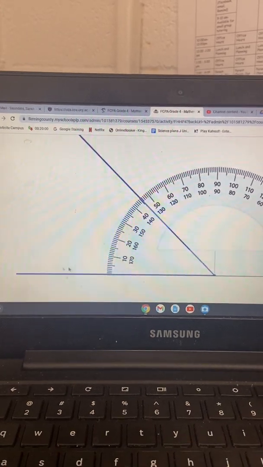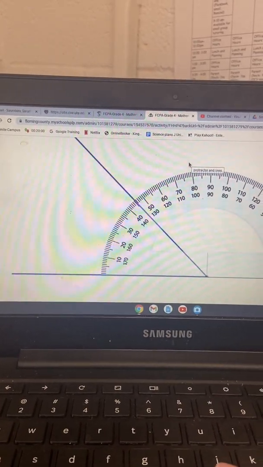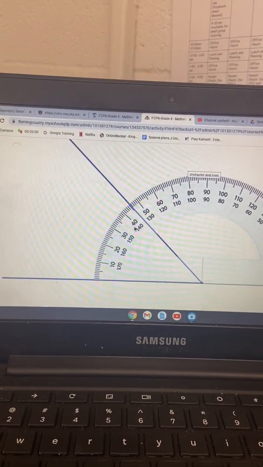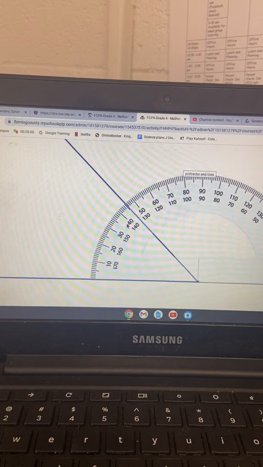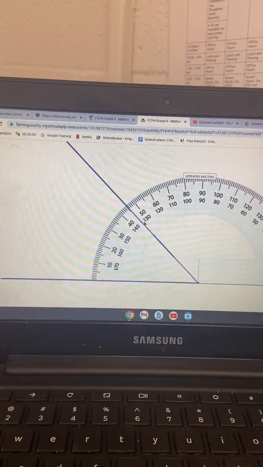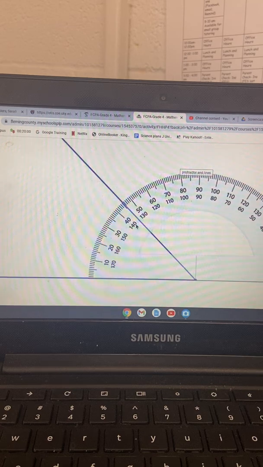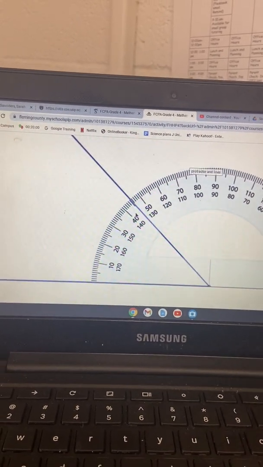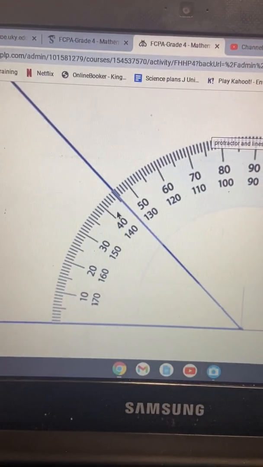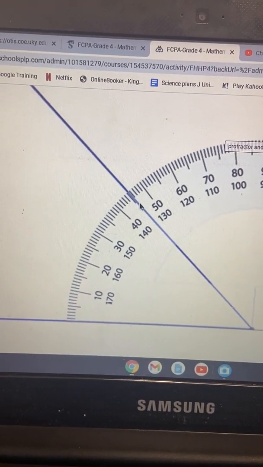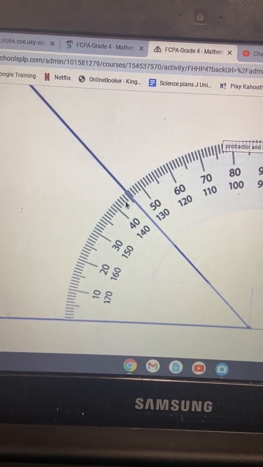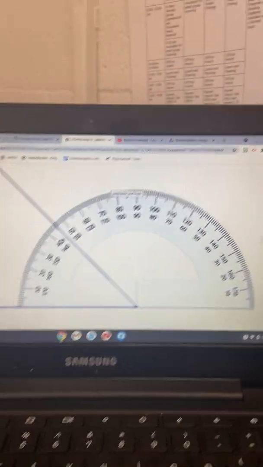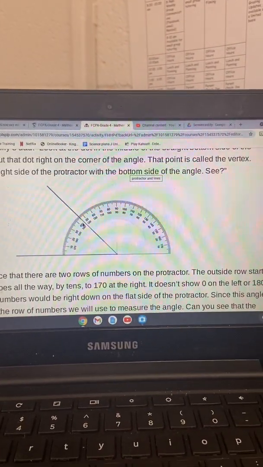So if we look at this angle that's on this protractor, we know, looking at the angle, that it is an acute angle. It is less than 90 degrees, which means I'm going to be looking at my top numbers. I'm going to be looking at my smaller numbers. If it is an acute angle, there is no way it could be between 130 and 140 degrees. It's not big enough. But I can tell that it's going to be between 40 and 50 degrees. So I'm going to count 41, 42, 43, 44, 45. I would say that that angle is a 45-degree angle.